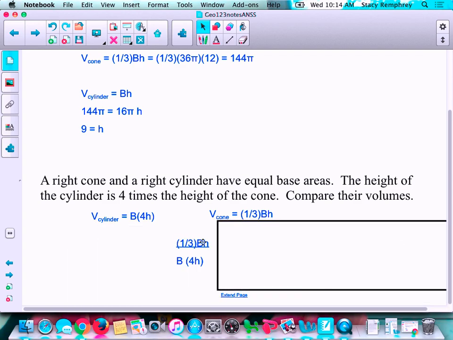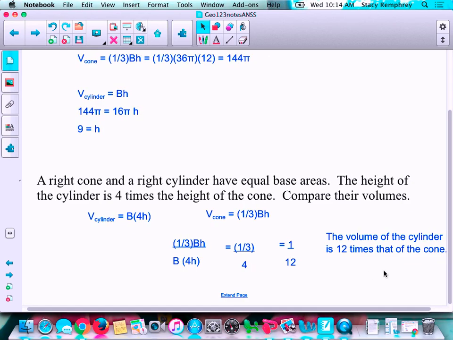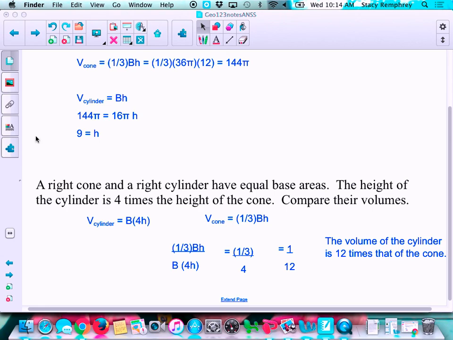This is the cone volume. This is the cylinder's volume. I used 4H because the height of the cylinder was 4 times the height of the cone. I canceled the B's and canceled the H's. That got me to here. I multiplied top and bottom by 3, and we find the volume of the cylinder is 12 times that of the cone. All right, and there are practice problems in Canvas, so check those out, and that is the end of the 12-3 notes.